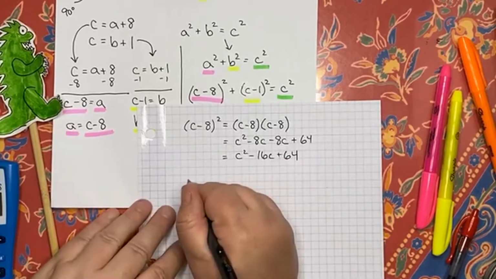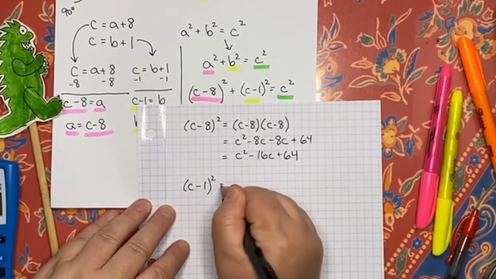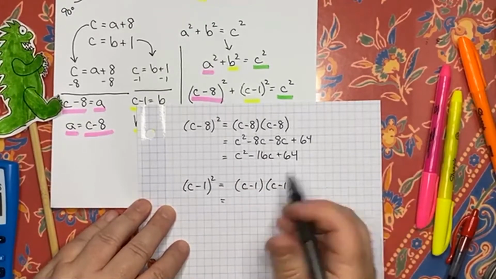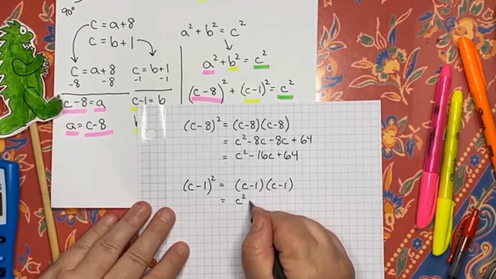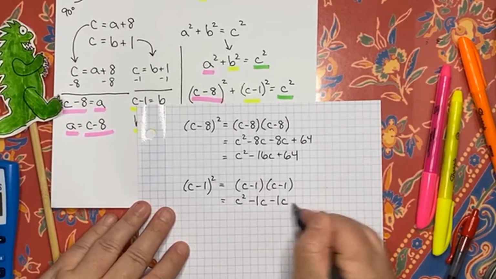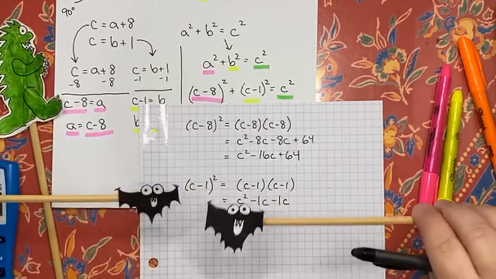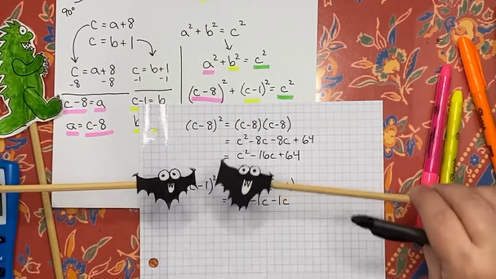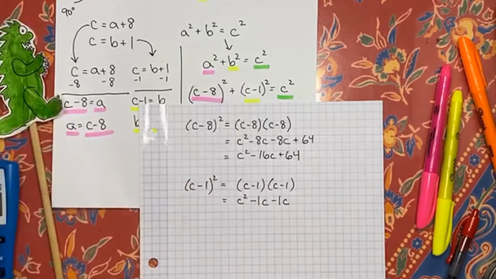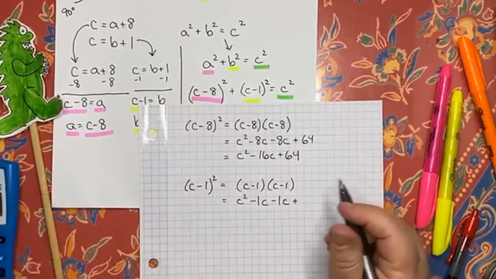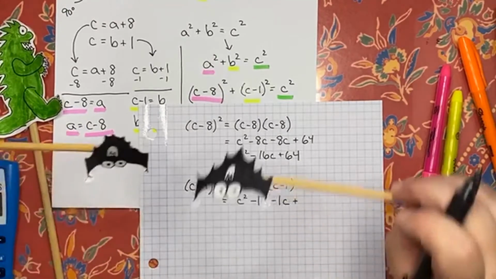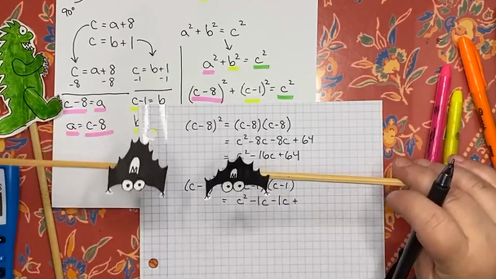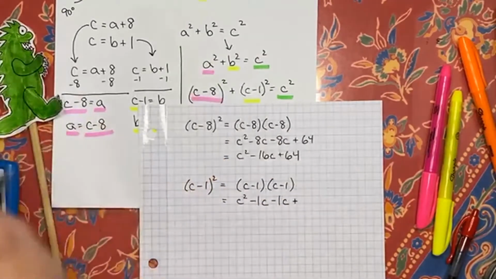If I have c minus 1, the quantity squared, that's c minus 1 times c minus 1. Again, first, c squared, minus 1c, minus 1c. I just love doing this. I take my two minuses together, negative c times negative c, and I get positive. Negative 1 times negative 1 is positive 1.